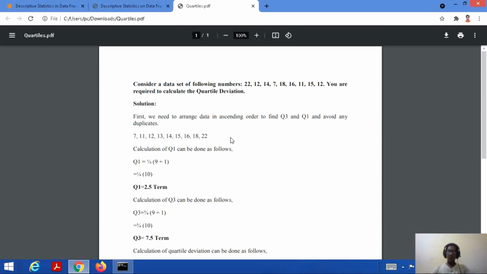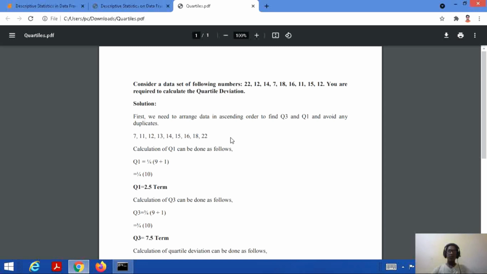First we reorganize these data in ascending order to find Q3 and Q1. First we will calculate Q1. That means we are looking to calculate the first quartile and the third quartile. In order to calculate the first quartile, it can be done like this.